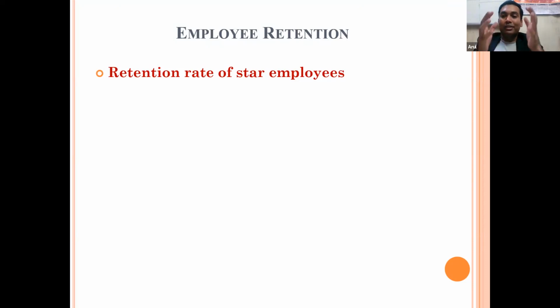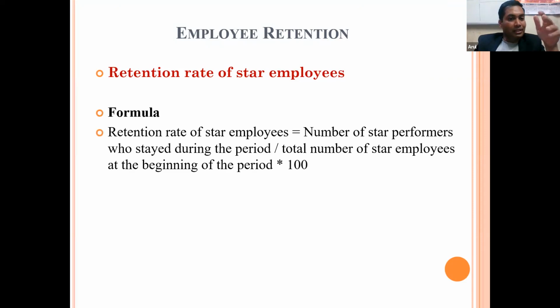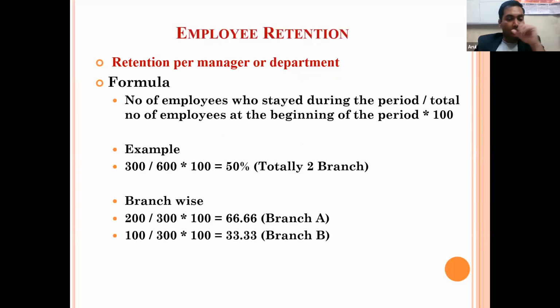So we have to divide the data into different metrics and collect the data. Got it, all of you? The retention rate of star employees means the number of star performers who stayed during the period, divided by the total number of star employees at the beginning of the period. This is the employee retention side.